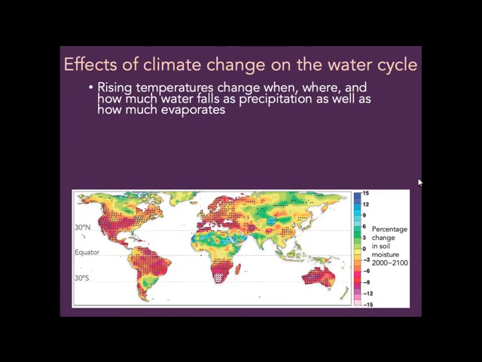All right, so what is the effect of climate change on the water cycle? If the temperature rises, that is going to affect when, where, and how much water is going to fall as precipitation, as well as how much is going to evaporate. So this is showing percentage change in soil moisture between 2000 and what we're predicting in 2100. Red is losing moisture and blue is gaining moisture. You can see over much of the U.S., the soil is going to be losing moisture. So if we wish to still produce agricultural crops, that is bad for us.